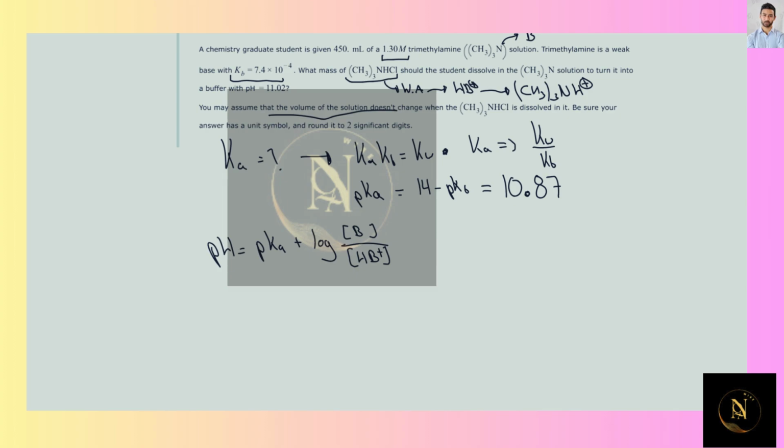Okay. So now the desired pH is 11.02. The pKa is going to be 10.87. And this would be equal to the logarithm of the concentration of B divided by the concentration of HB+. In this case, we can do a trick in order to simplify our calculations. Remember that the ratio of concentrations would be equal to the ratio of the amounts of mole that we're going to have in solution, since both of them are going to have the same total volume.